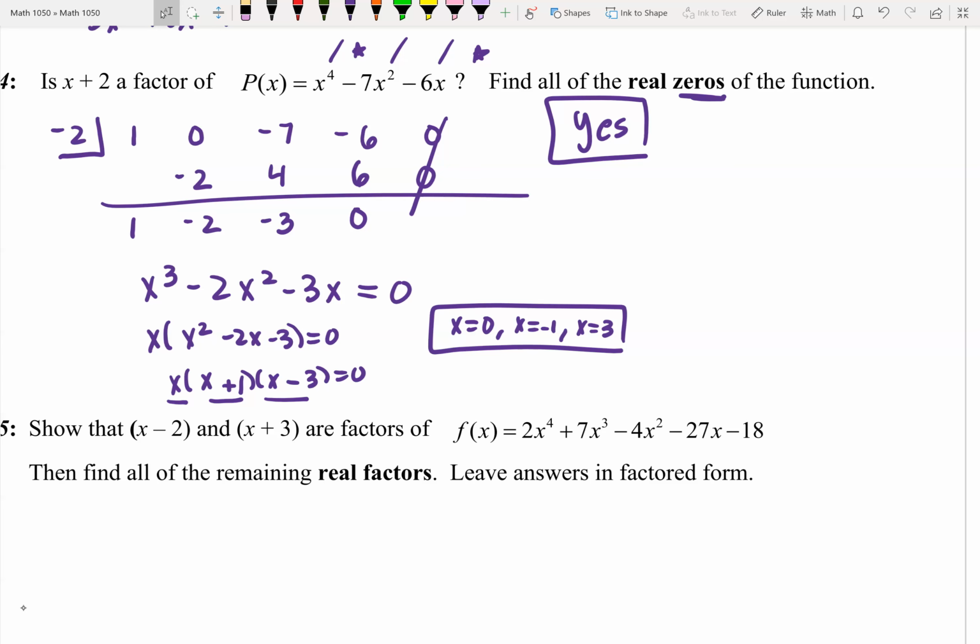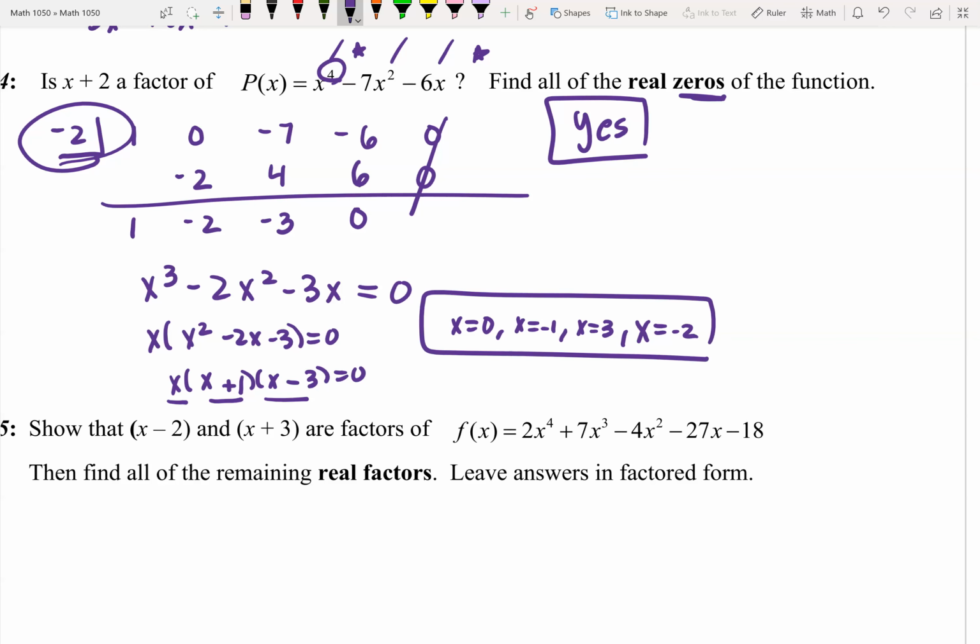So there's something wrong with this though. This is an x to the 4th, which means I should have 4 solutions. I only have 3. So what's the problem? Like the -2. Yeah, this is a solution as well, right? Okay, so on that answer line, also write in x equals -2, and then we're done.